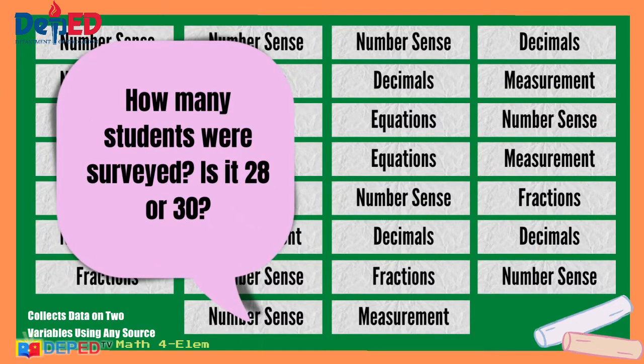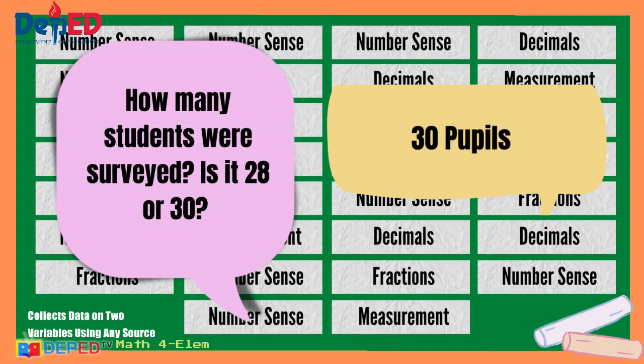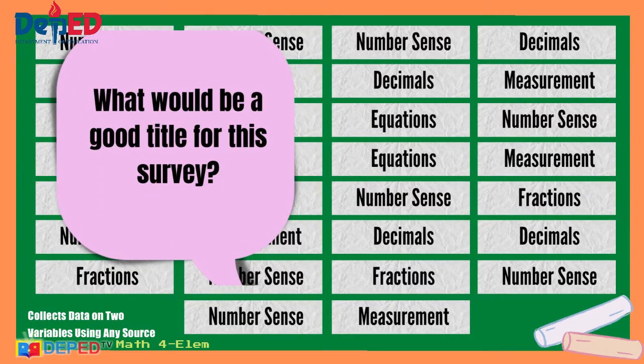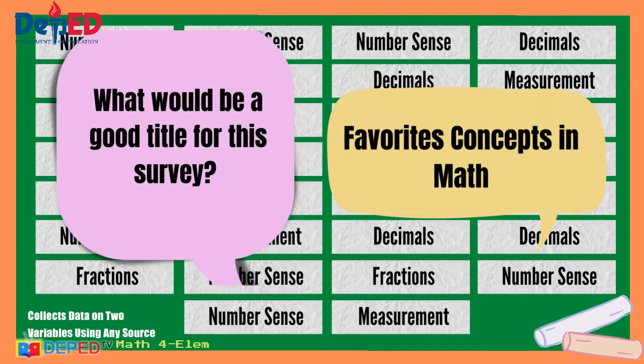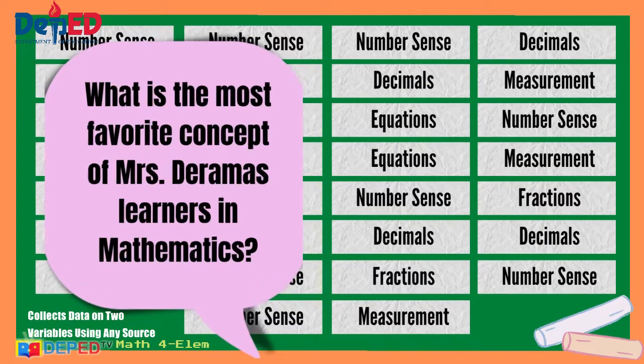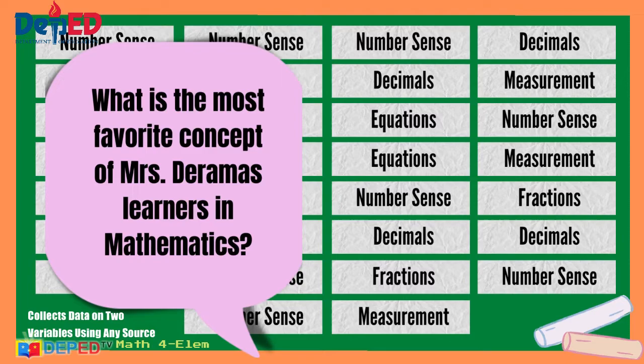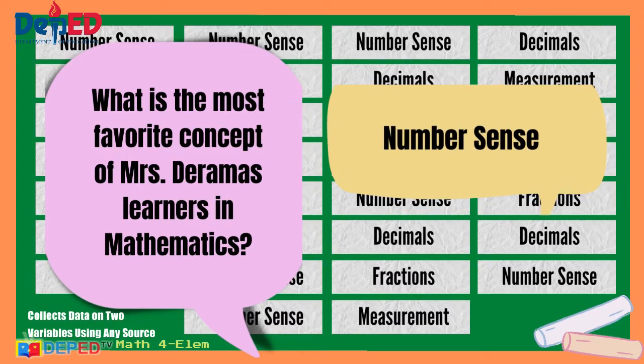How many students were surveyed? Is it 28 or 30? If your answer is 30 pupils, then that is correct. What would be a good title for this survey? If your answer is favorite concept in math, then you are correct. Your answers are all excellent. What is the most favorite concept of Mrs. Deramas's learners in mathematics? If your answer is number sense, you're right.